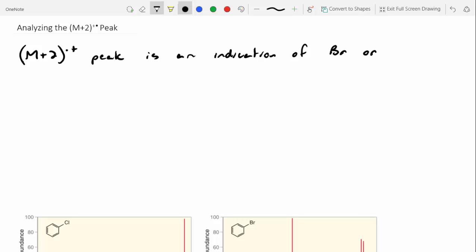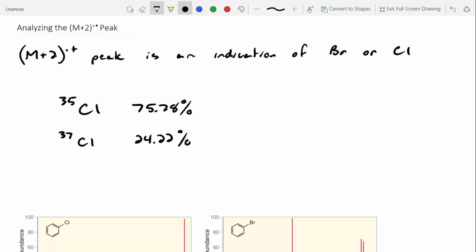Br or Cl. And the reason behind this is if we look at chlorine, the most abundant isotope for chlorine is chlorine 35. This is abundant in 75.78% abundance. Chlorine 36 is actually quite rare, but the next most abundant isotope of chlorine is chlorine 37. So it's 2 mass units heavier. And this is abundant in a 24.22% abundance.